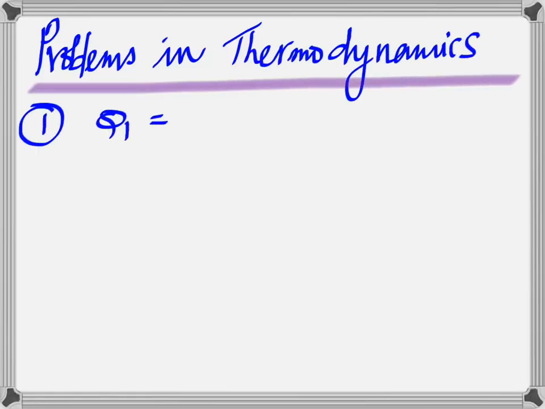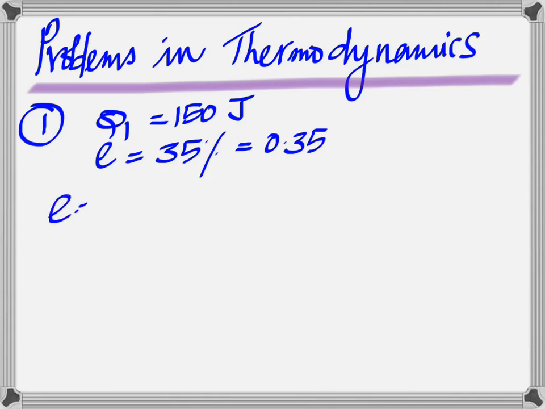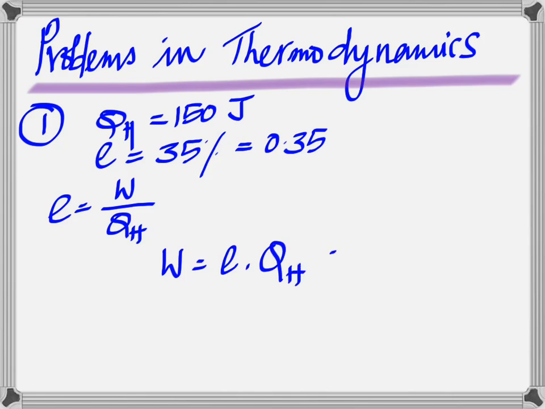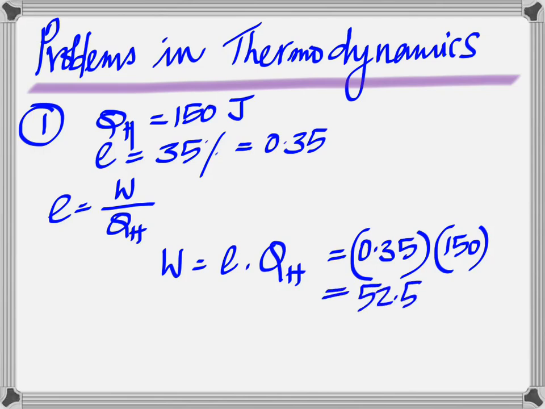So question 1, I put it as QH. QH is 150 joules. Efficiency is 35%, which is 0.35. And that's the formula: work divided by QH is the efficiency. You make work the subject, multiply those two, and you get 52.5 joules.